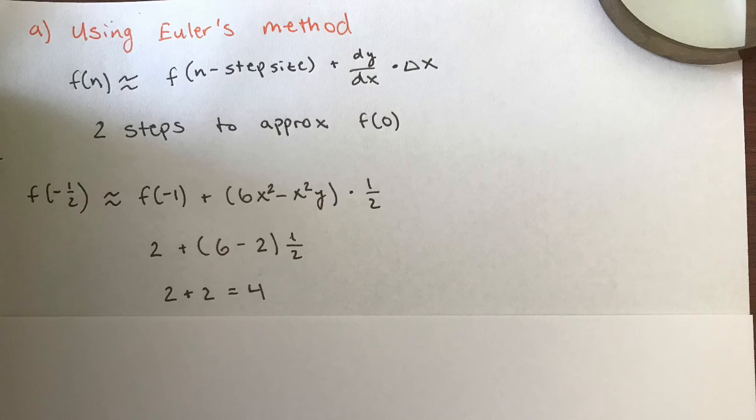So the first step would be evaluating f at -1/2. In order to do that, we use f of -1 plus the slope 6x squared minus x squared y times change in x, which will be 1/2. In evaluating this, we end up getting 2 plus 2, which is equal to 4. So this is our y value when we approximate x at -1/2.